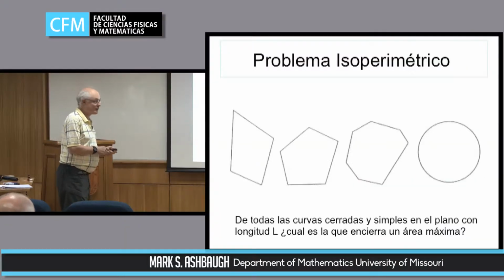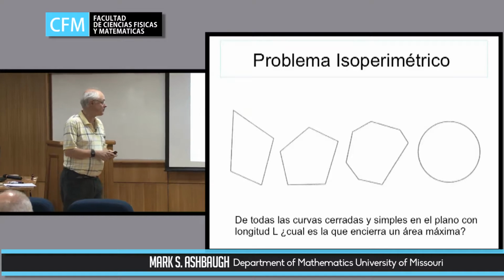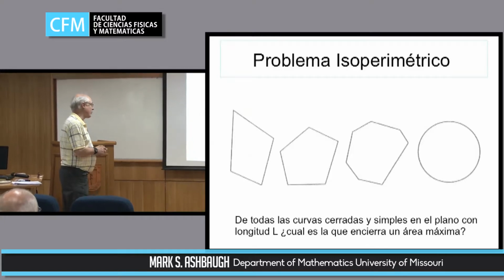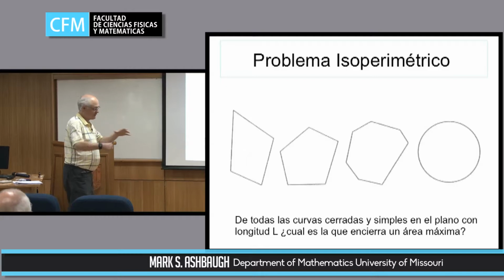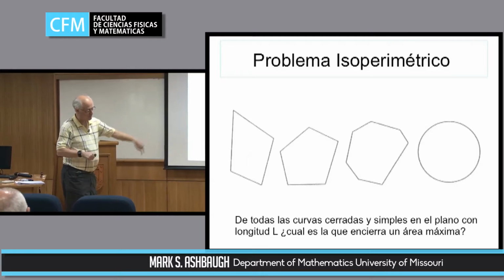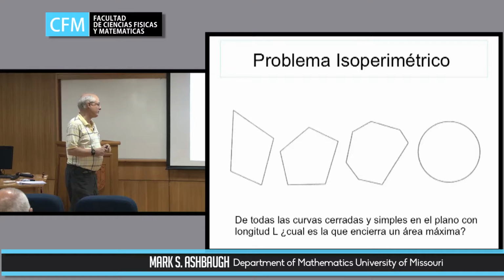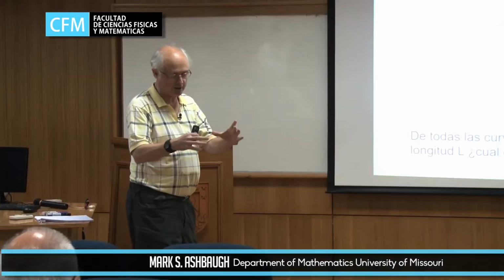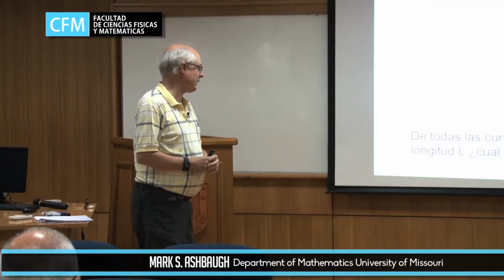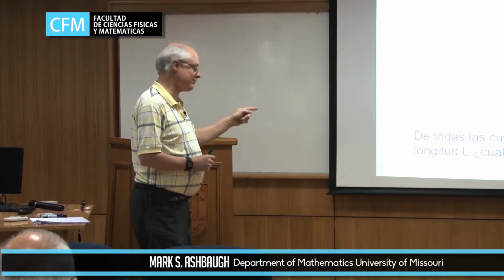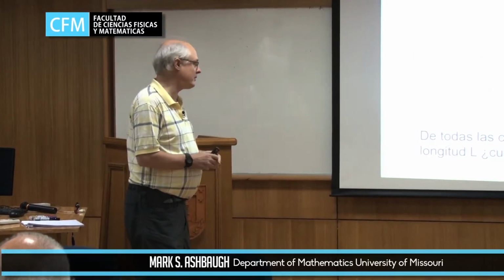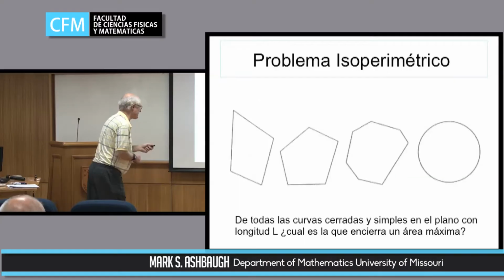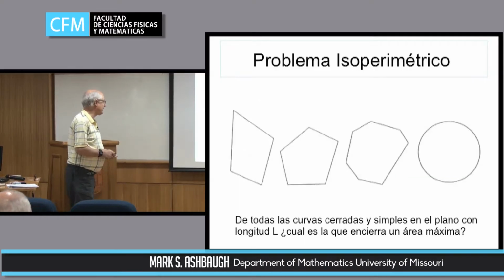So I'm going to begin with the classical isoperimetric problem, which asks for the shape of a boundary that encloses the most area for a given length of the boundary. So we want closed curves that don't cross themselves, and then the question is to maximize the area.